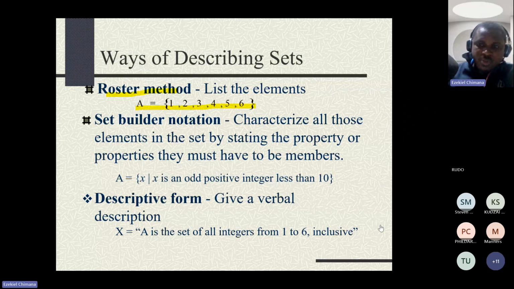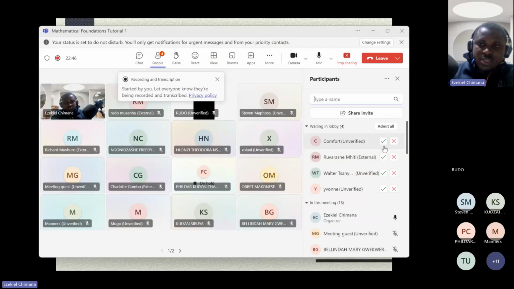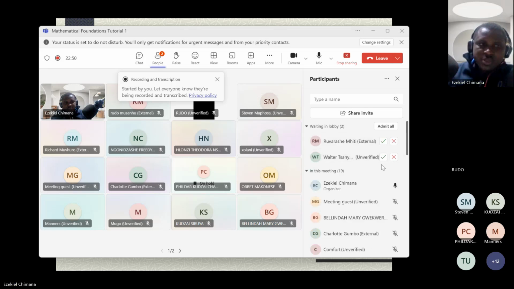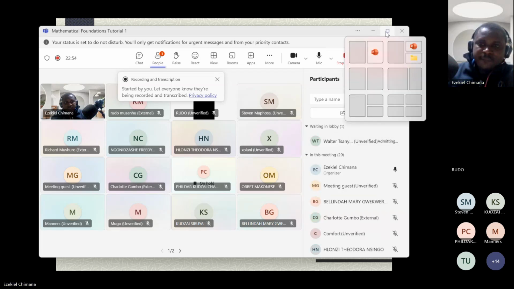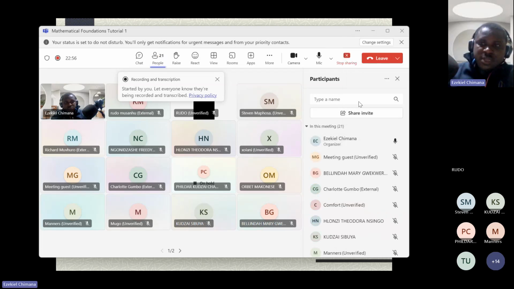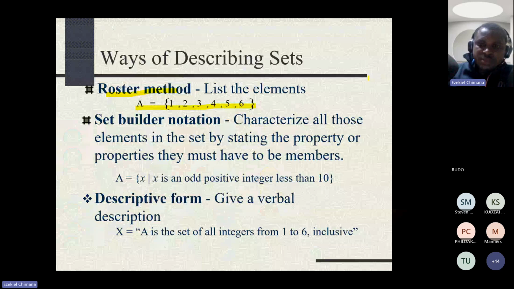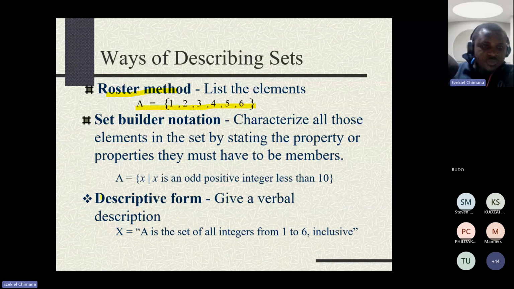We've got a lot of people who want to join here. This is what I was saying. You need to join earlier, so that it will be easier for us. So guys, let's make sure that we are all muted.